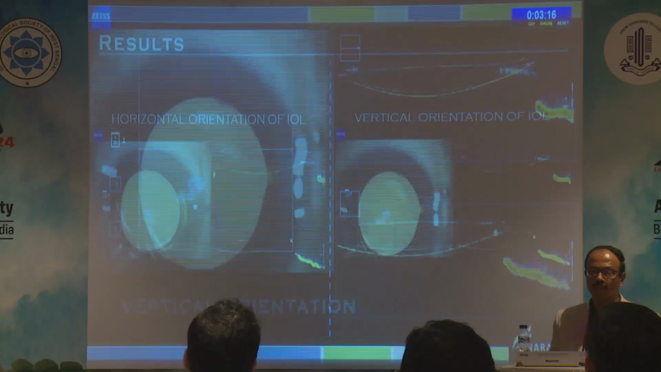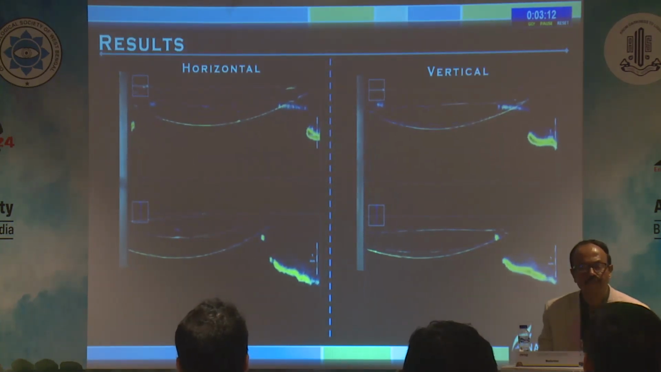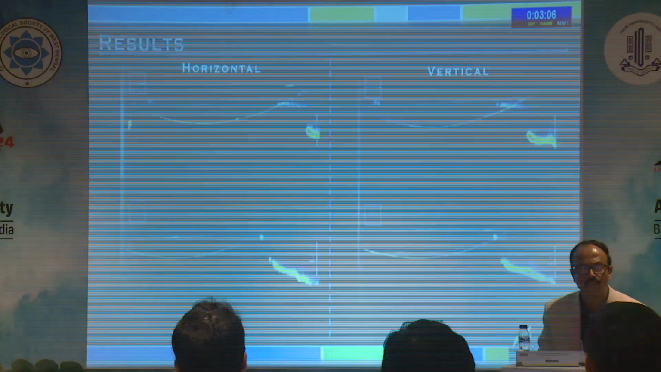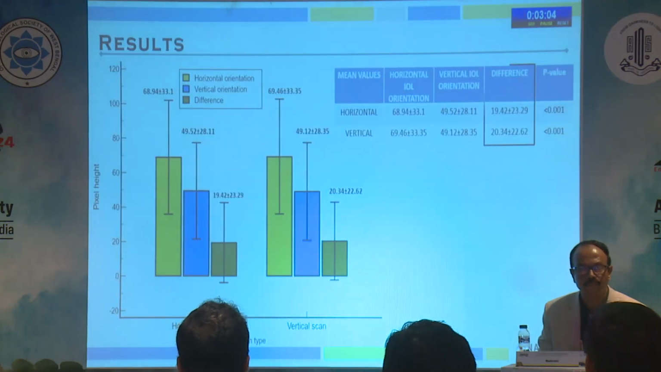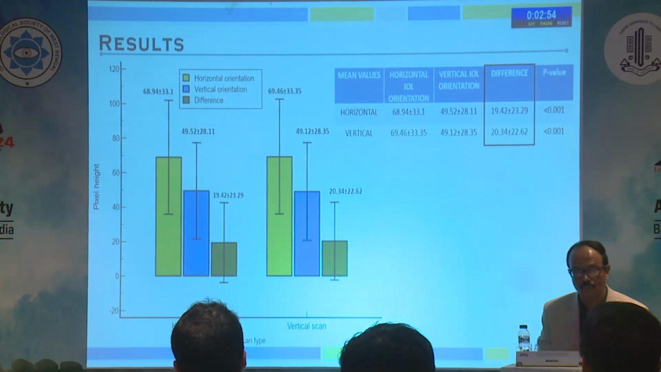That's the vertical orientation. So if we compare these two scans over here of the vertical and the horizontal orientation, you would notice that when the haptics were aligned vertically, the contact was much better. So we measured this distance on intraoperative OCT in terms of pixel density, and the difference was around 20 pixel density between the horizontal scan and the vertical scan of the intraoperative OCT.